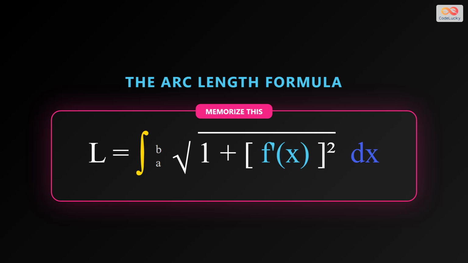And here is the final formula. The total length L is the integral from a to b of the square root of 1 plus the derivative squared, with respect to x. This is the formula you need to memorize.